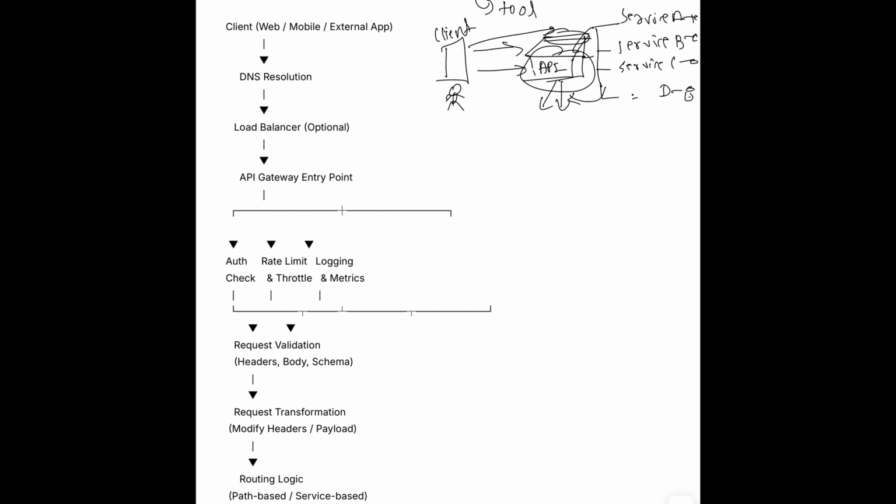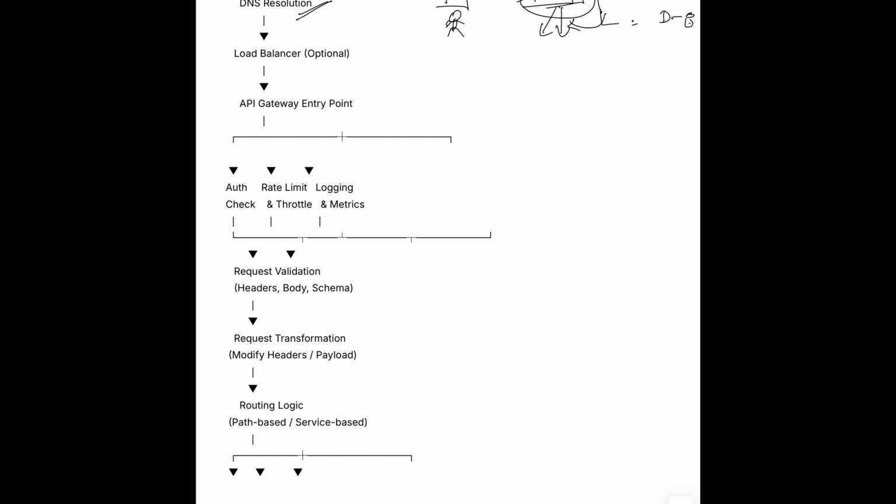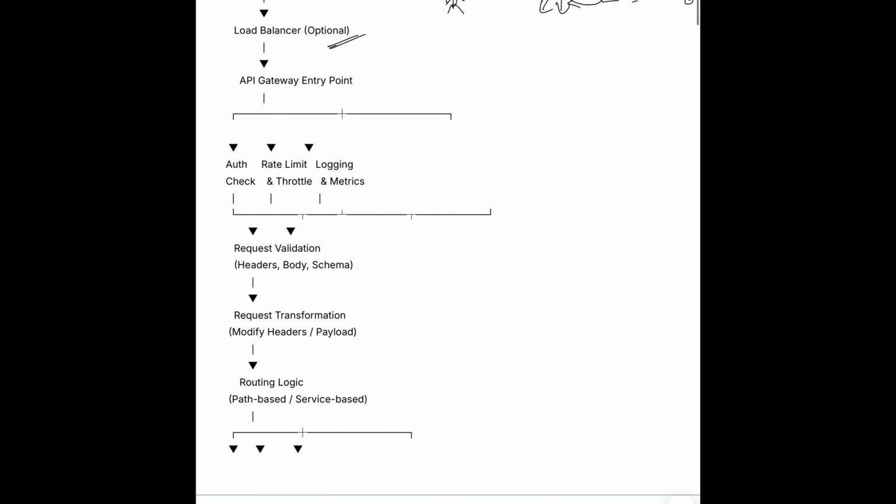So we have here the client, it can be anything, web, mobile, external app. First it will send one URL, it will go to the DNS resolution, domain name service resolution. Then it will go to the load balancer. It is optional, we can have a load balancer or we cannot have the load balancer. And now we have the API gateway entry point.